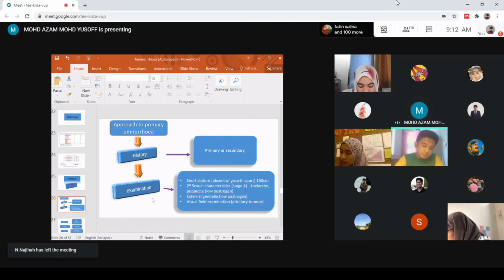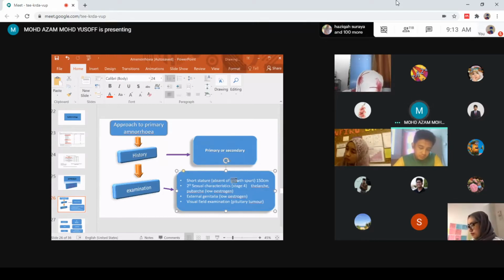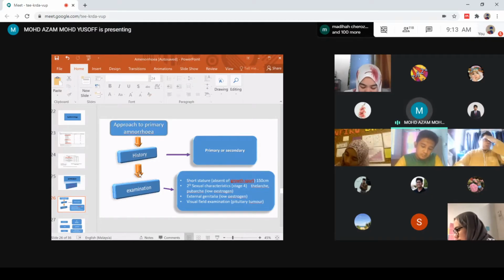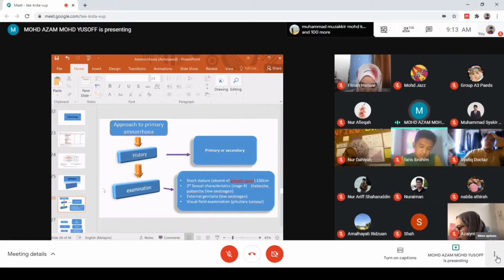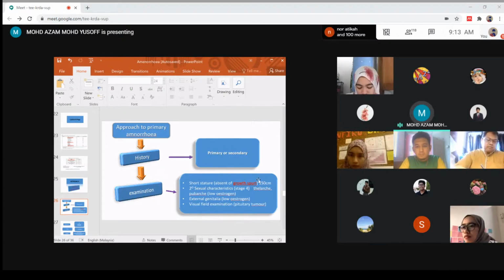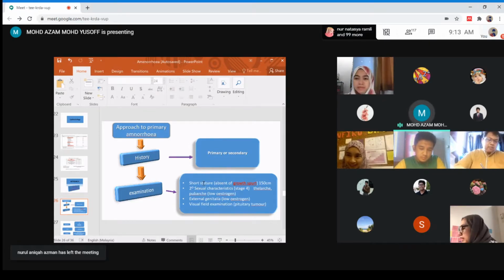Now, examination. There are a few things that you have to examine. Number one, whether there is any evidence of a growth spurt or not. We are going to examine whether there are any characteristics of puberty in this patient with primary amenorrhea. Usually we take 150 centimeters; anything below 150 we consider short stature, and we can conclude that she has no growth spurt.